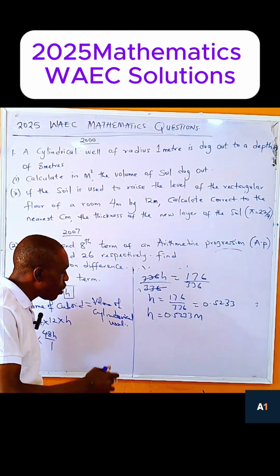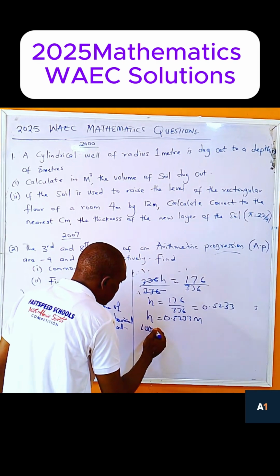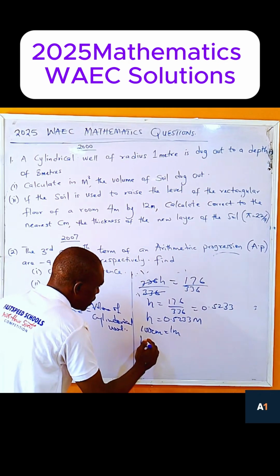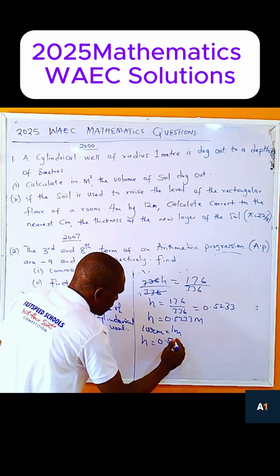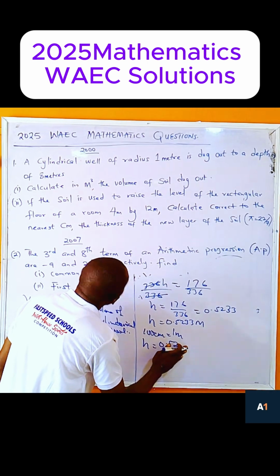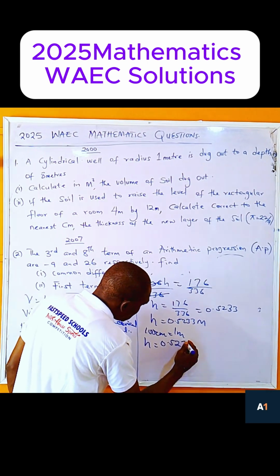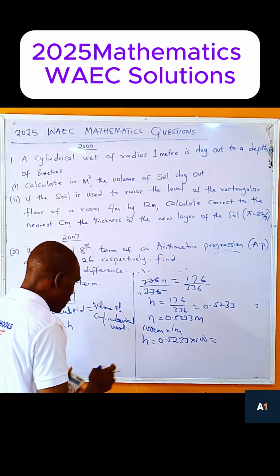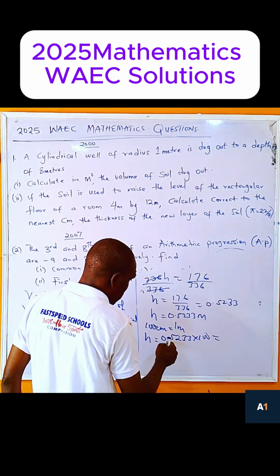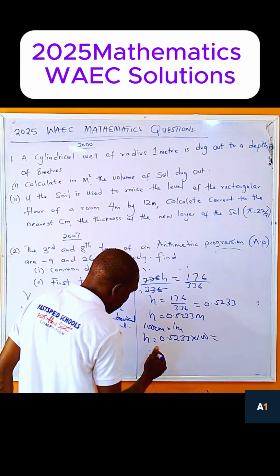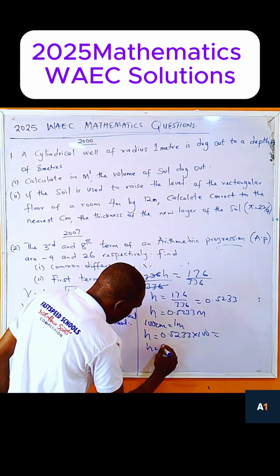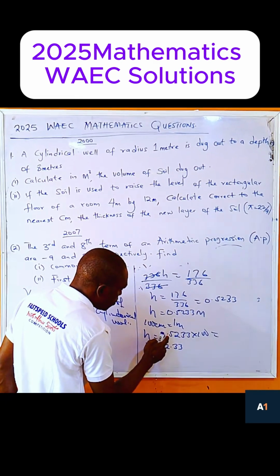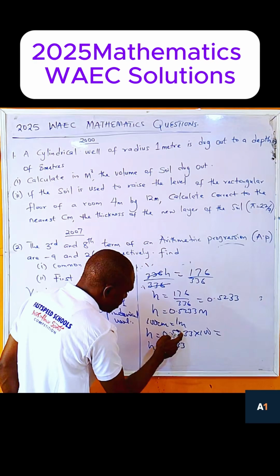So you know that 100 centimeter is equal to 1 meter. So you multiply this by 100. So H will now be equal to 0.5233 times 100. So we have H is equal to 52.33 centimeter.